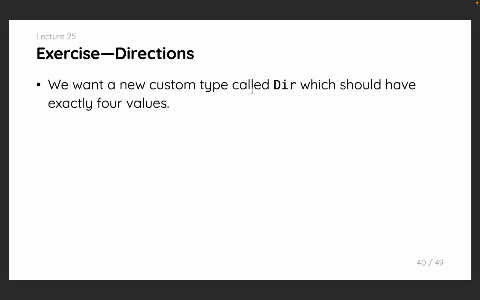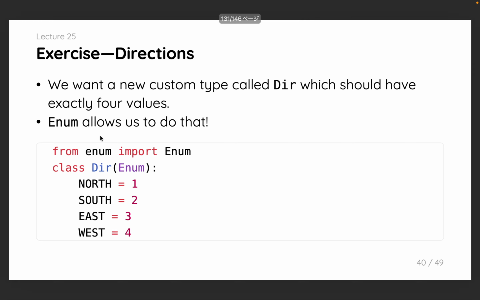So one way is to make a custom type which has exactly 4 values. So we want a custom type, let's say it's called direction, which should have exactly 4 values. And that is exactly what enums are for.